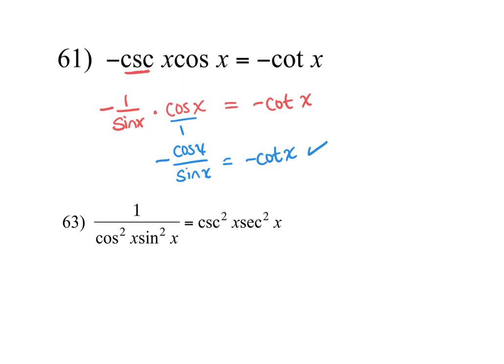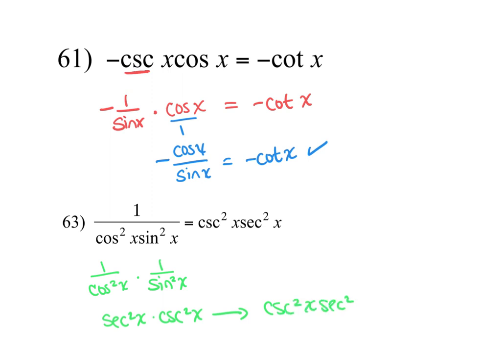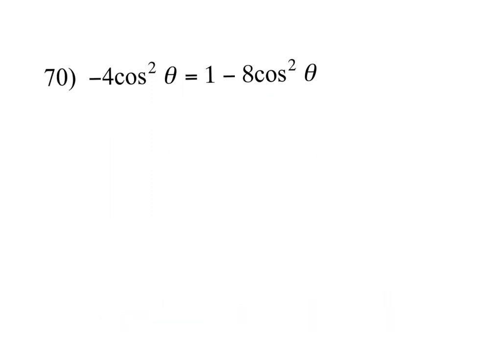1 over cosine, and I would actually split this up. That's the same thing as 1 over cosine squared times 1 over sine squared. What is 1 over cosine squared? That is secant squared. This is cosecant squared. I can just reverse the order. Okay, and I'm done.